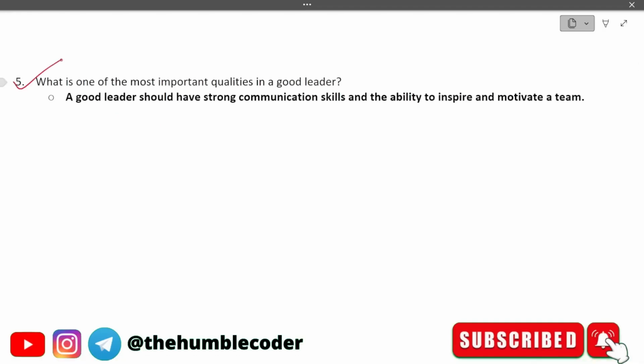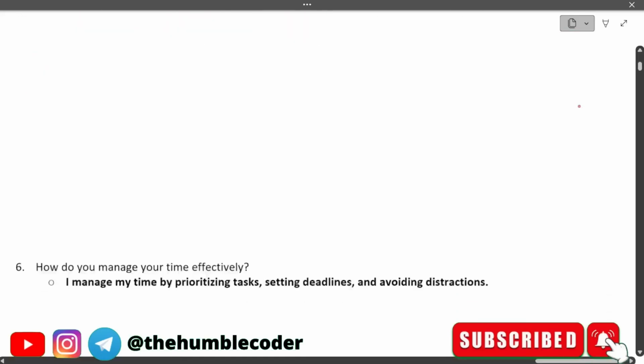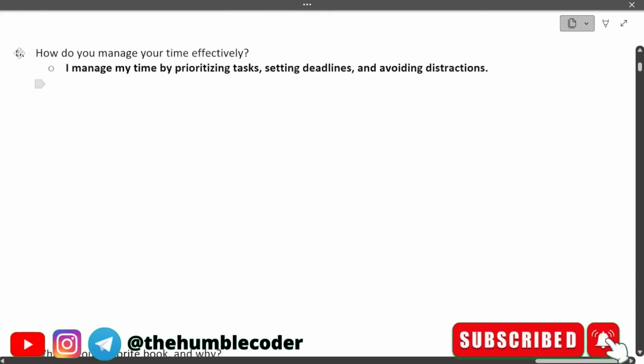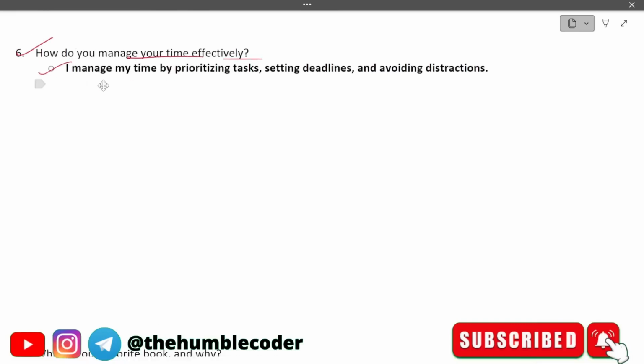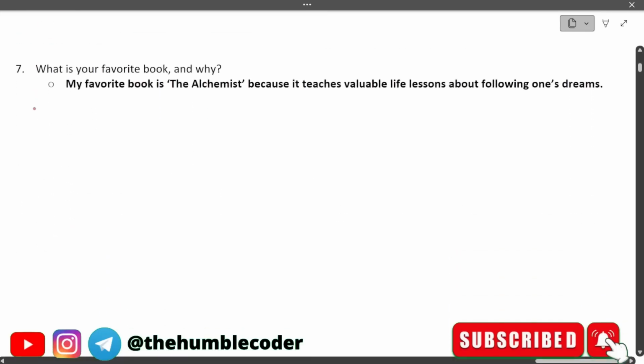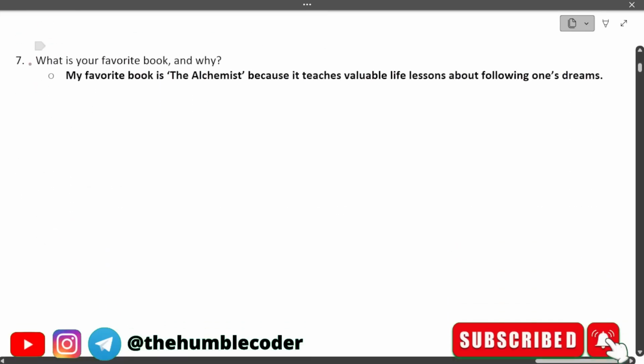The next question is, what is one of the most important qualities in a good leader? The answer could be, a good leader should have strong communication skills and the ability to inspire and motivate a team. Let's move on now to the next question, which is, how do you manage your time effectively? So the answer can be, I manage my time by prioritizing tasks, setting deadlines and avoiding distractions. Okay, let's move on now to the next question, which is, what is your favorite book and why?